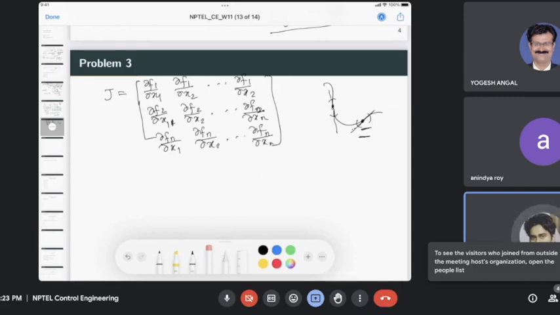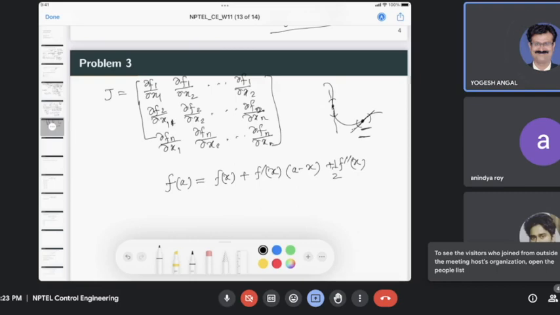We know that the Taylor series gives the approximation of this function around that point with the derivatives of the function. For example, we can write f of x equals f of a plus f dash of a times x minus a, plus f double dash of a by 2 times x minus a whole square, and so on. This gives the approximation around the point a.